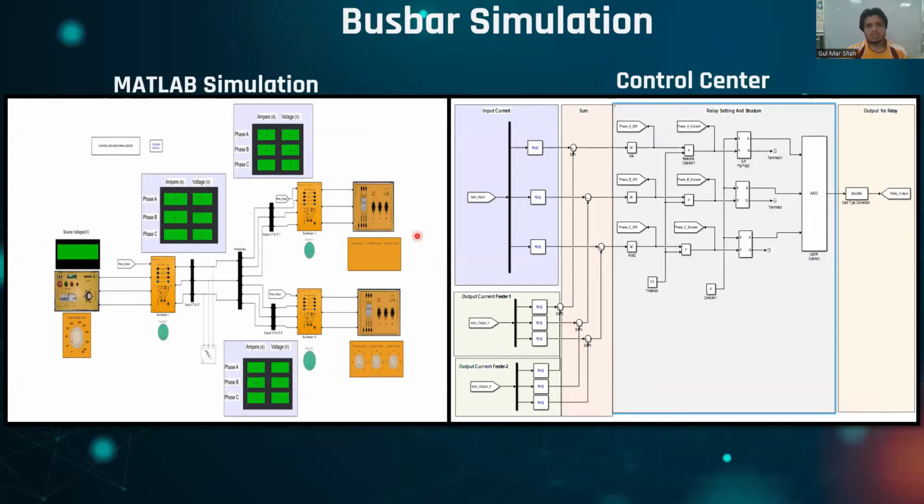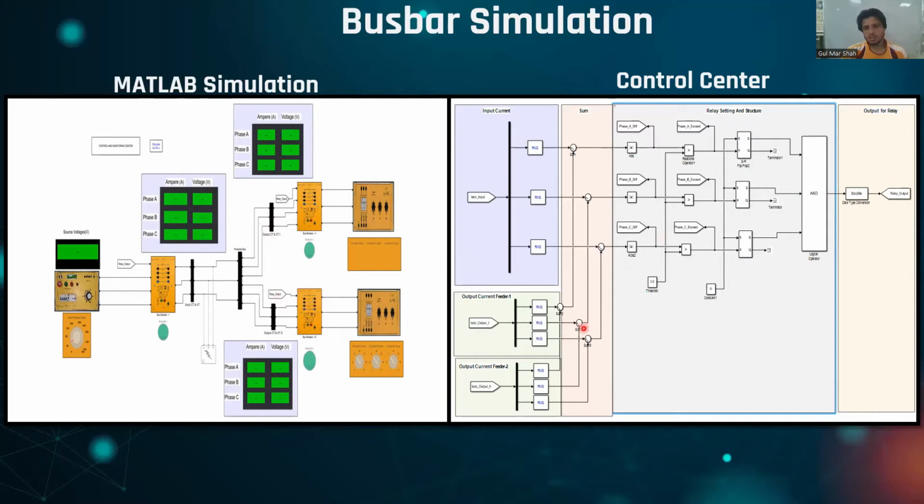Now the busbar simulation, which we have done the same as everything else. This is our busbar where we have 2 feeders, this one and this one. And this is the circuit breaker along with the CT, and this is the circuit breaker along with the CT, and all the displays are the same.